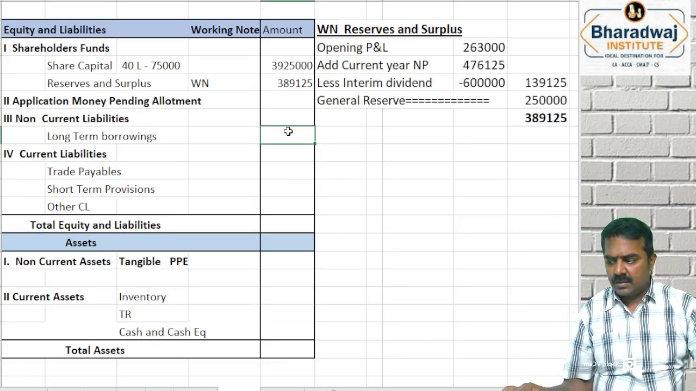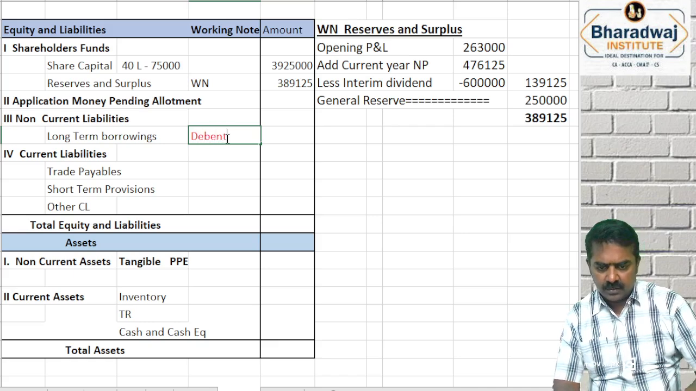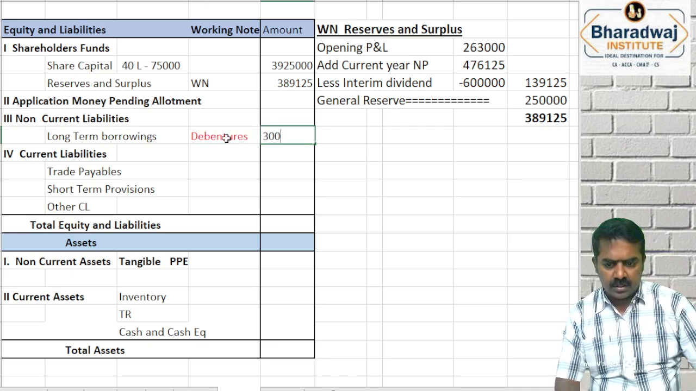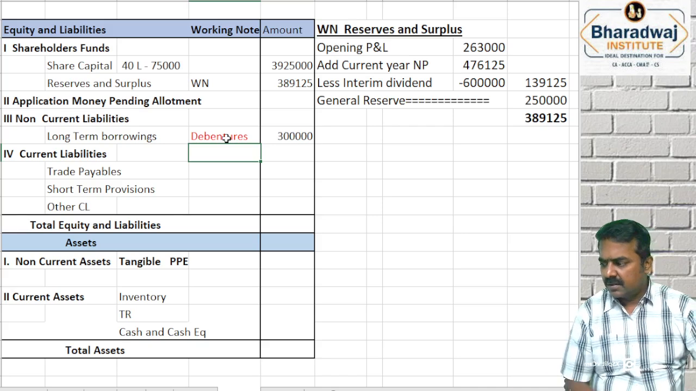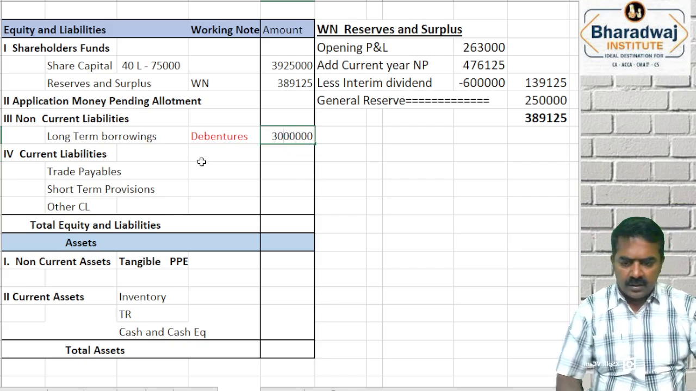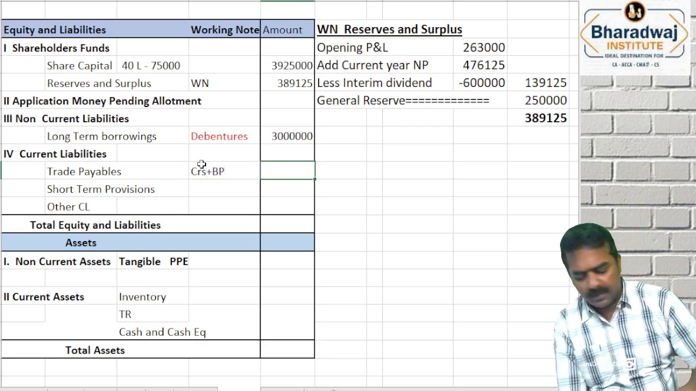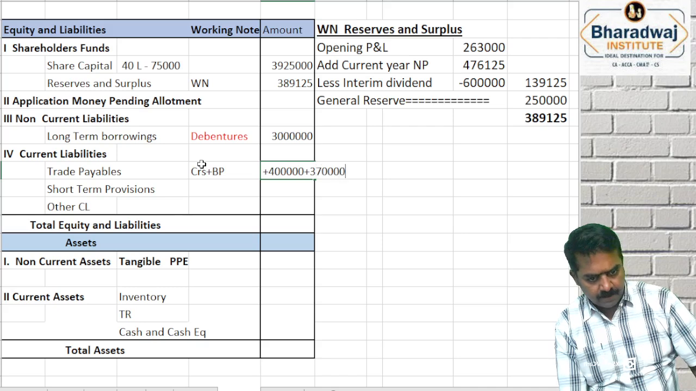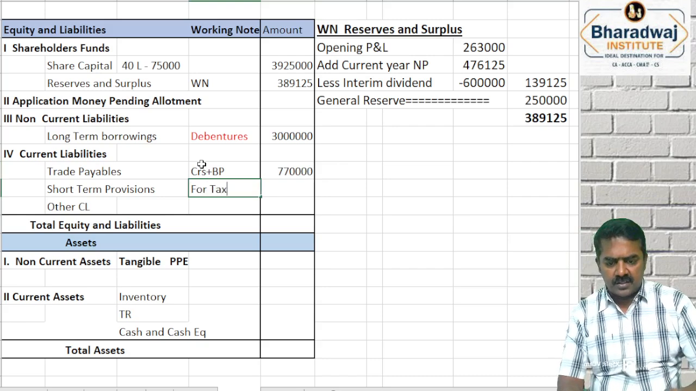Do the other things. The debentures will come in long-term borrowings as usual. How much? Sir, the debentures 30 lakhs. 30 lakhs. Are there trade payables? What is the trade payables? Trade payable is nothing but creditors plus bills payable. 7,70,000, sir. 7,70,000. Short-term provision for tax.